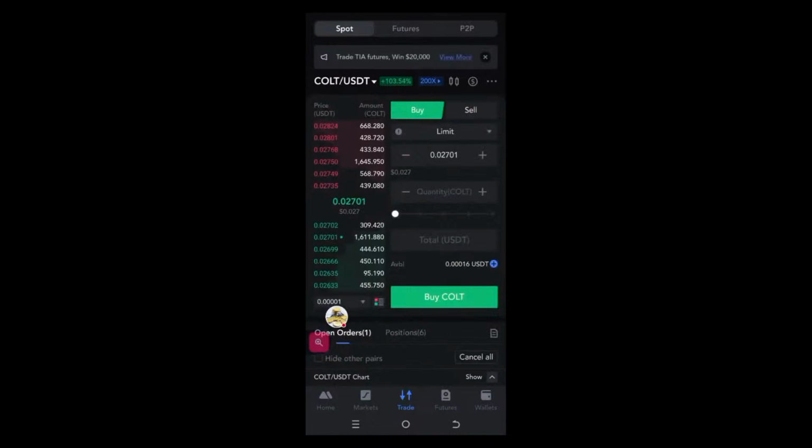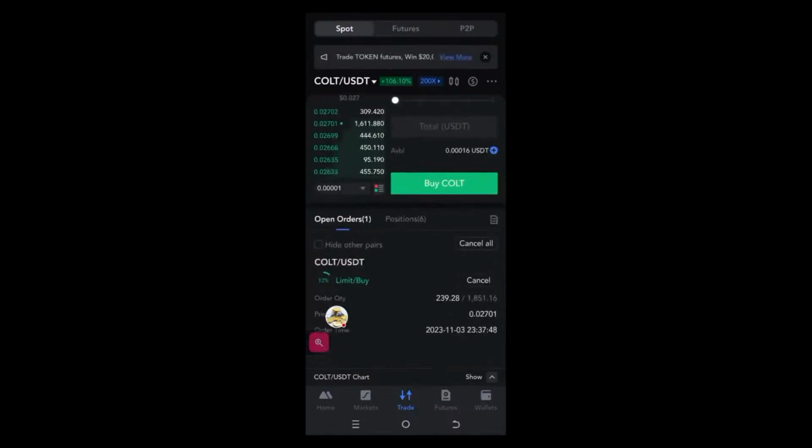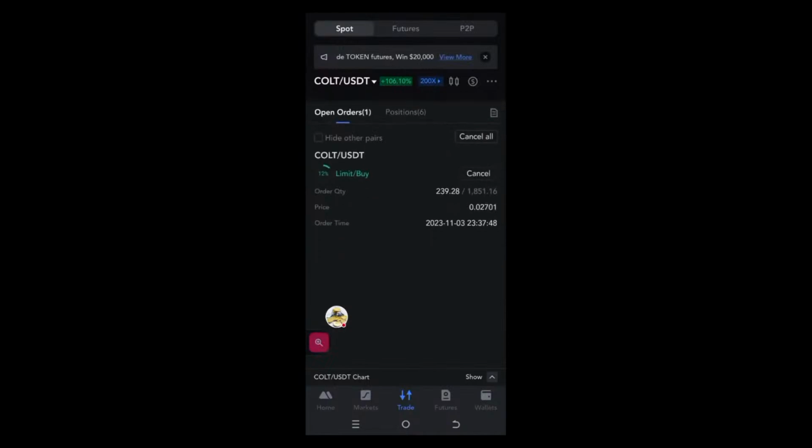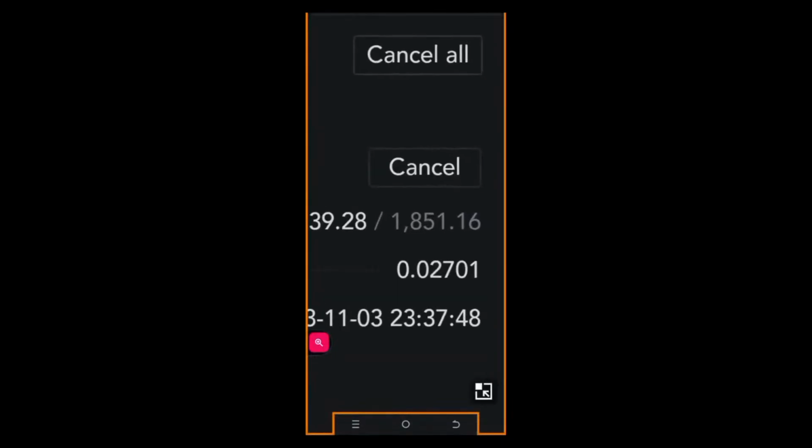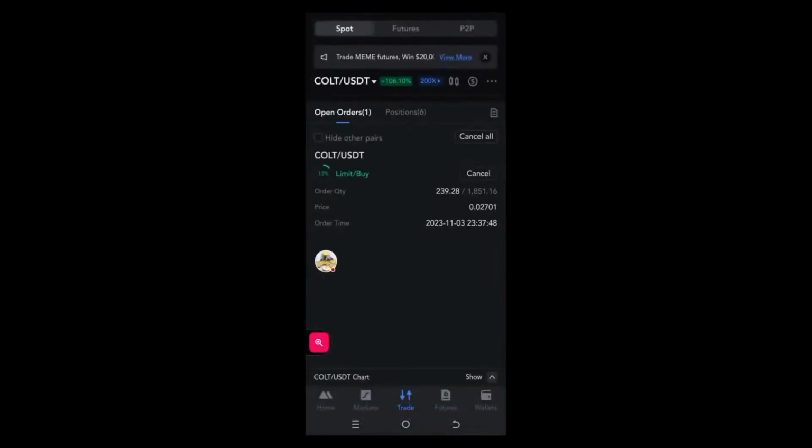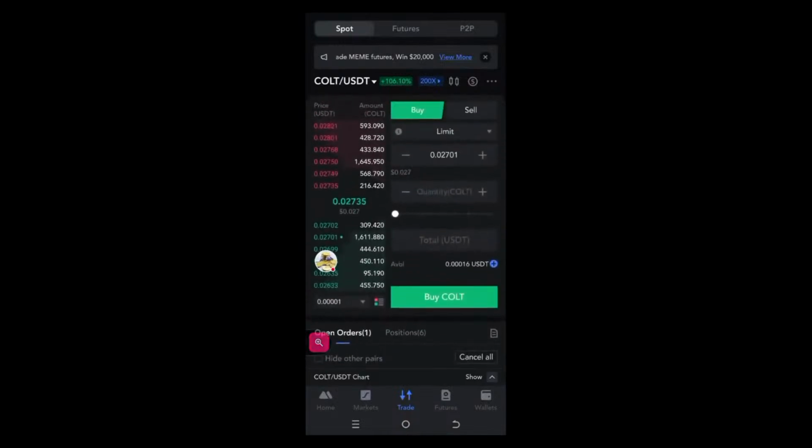What's the high one? I think the higher one is 2735. Why is it such a high one? Okay, I think the reason is that it doesn't even have enough. We're trying to buy how many? We're trying to buy 239. Oh, this is it. It doesn't have that much. Only 12%. That was all we could get.